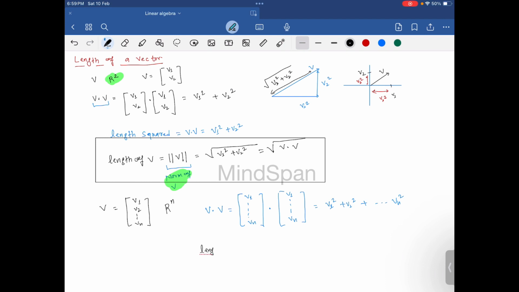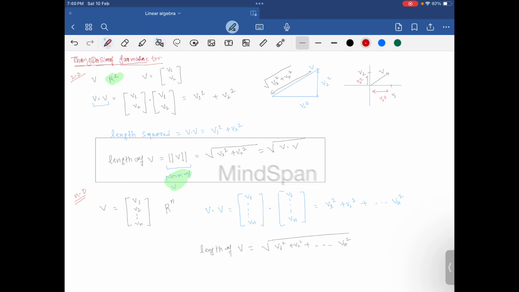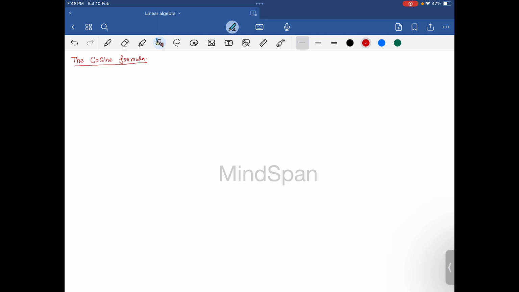So the length of v is equal to the root of v1 square plus v2 square plus dot dot dot vn square. We saw this for the two-dimensional case, and we extended our idea to find the length of a vector in n-dimensional space. Okay, so since we have looked at the length of the vector, now we know how to find the length of a vector.